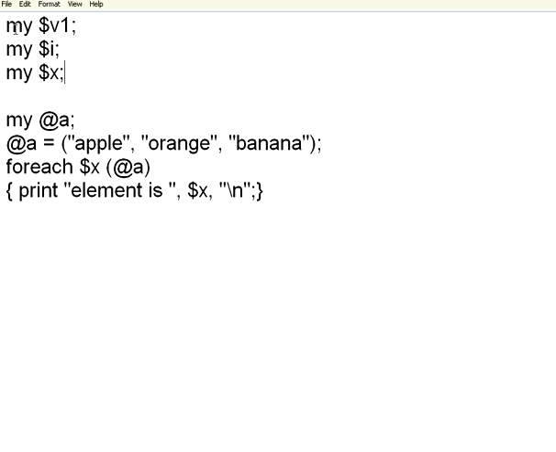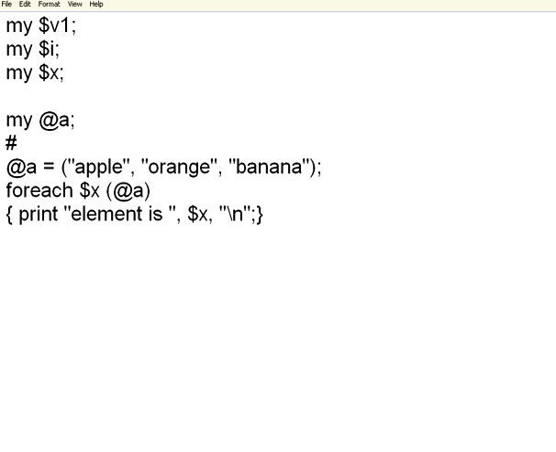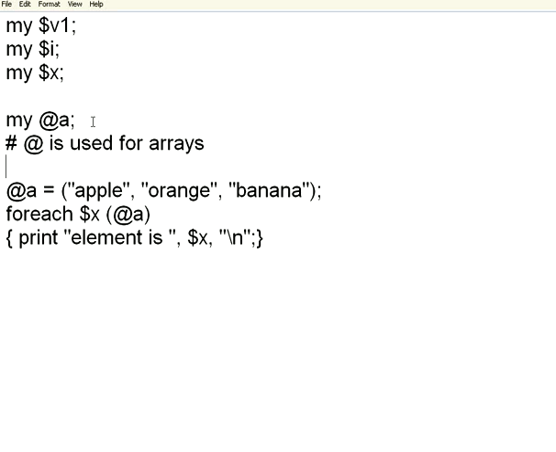Now, you might have noticed something. In some versions of Perl, you may have to use this my keyword to declare the variables. In some versions of Perl, you can directly start using the variables. In some versions, you have to necessarily declare the word my and then the variable, then start using the variable. If you see here, I said my at symbol a. This at symbol is used for arrays. So you need to declare an array using at.